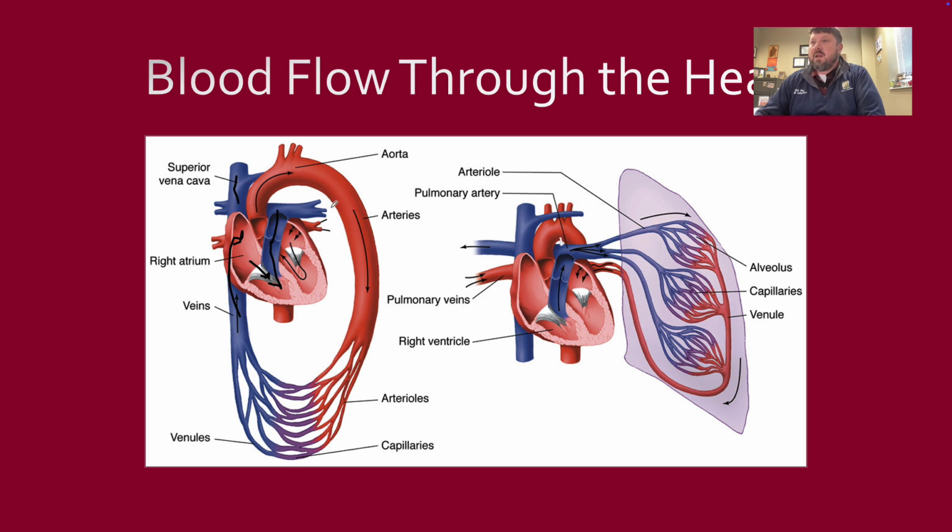So oxygen will be brought on and CO2 and other waste products will be brought off. Once that oxygenated blood has reached its capacity, it will return to the left atrium by way of the pulmonary veins. It will then drain into the left ventricle, but it goes through the bicuspid or the mitral valve first. The left ventricle will squeeze and push blood through the aortic valve into the aorta, where blood is then delivered to the rest of the body.